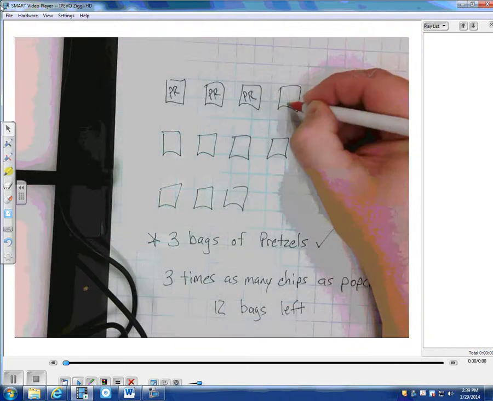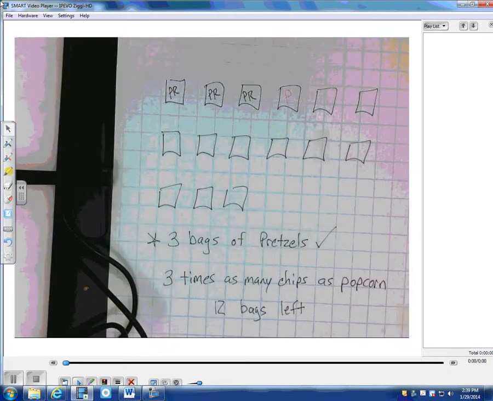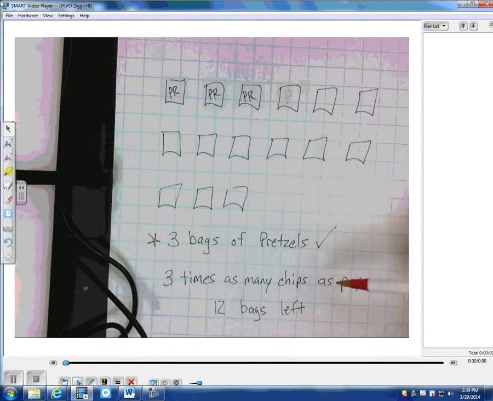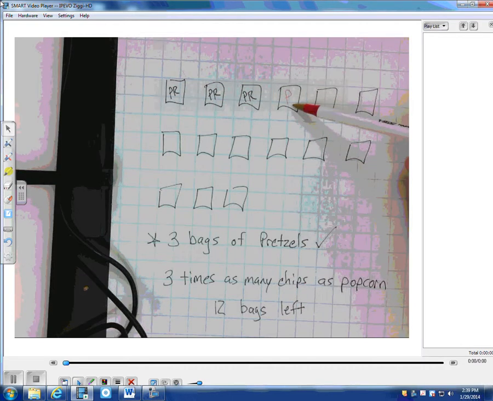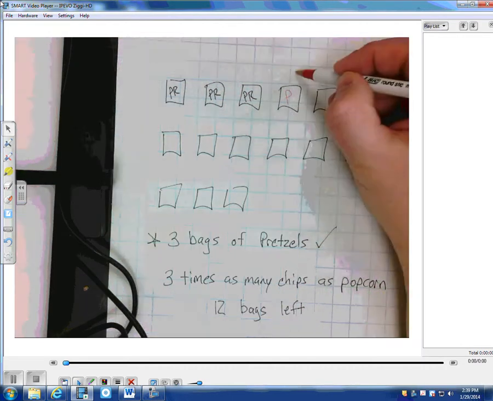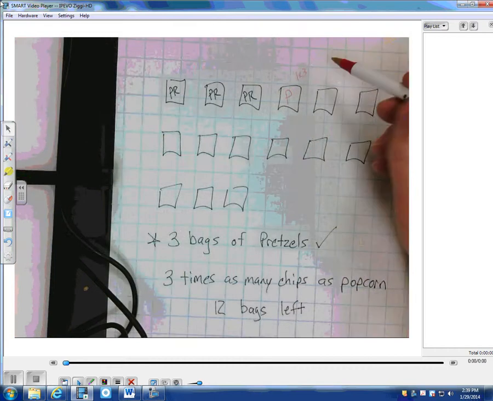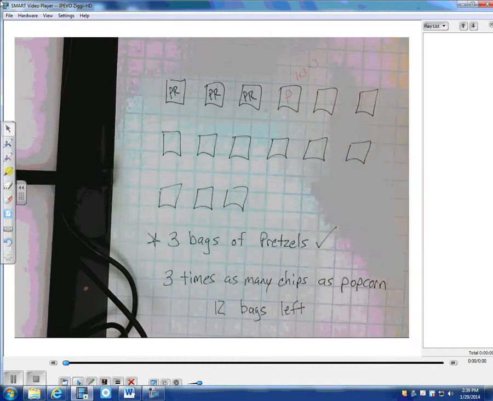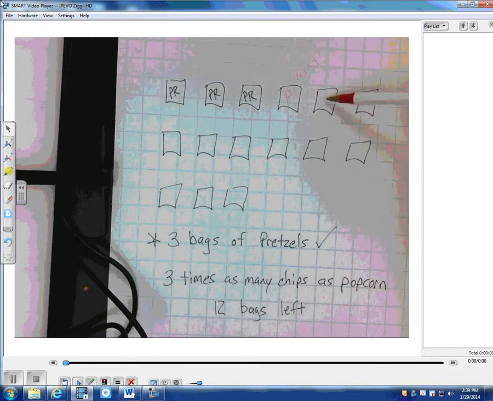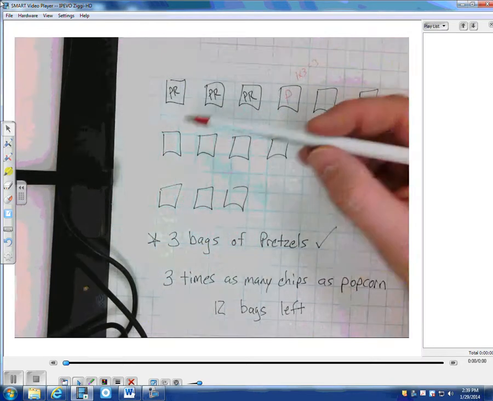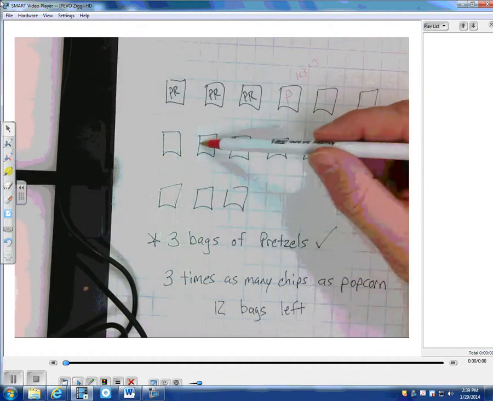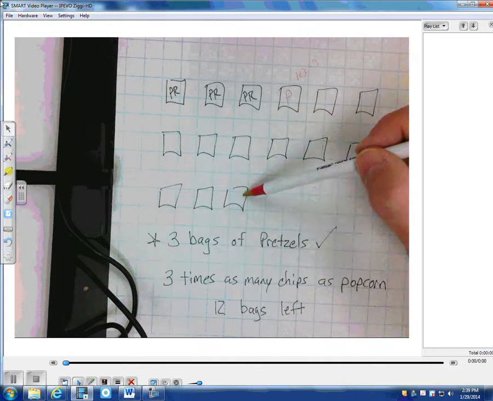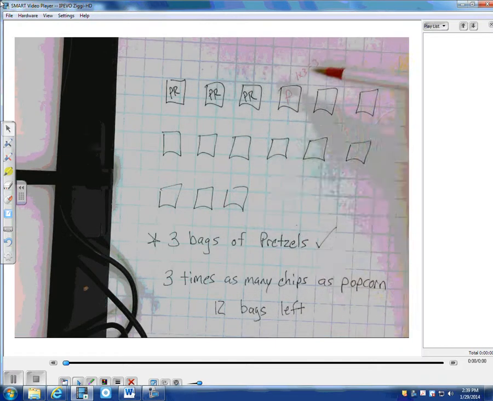So say I said, well, this bag is popcorn. Now, based on the information in the problem, 3 times that would tell me how many chips there are. So if there's 1 bag of popcorn, and I did 1 times 3, that would give me 3. So that would be 3 bags of chips: 1, 2, 3. Obviously, that's not the right answer because I have all these bags left. So that would not work.